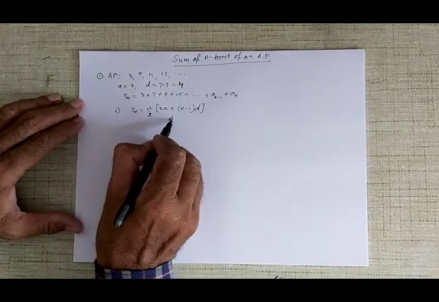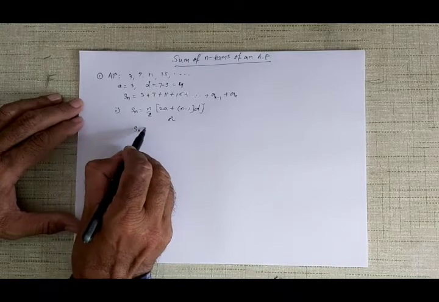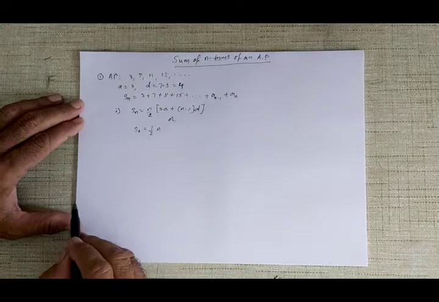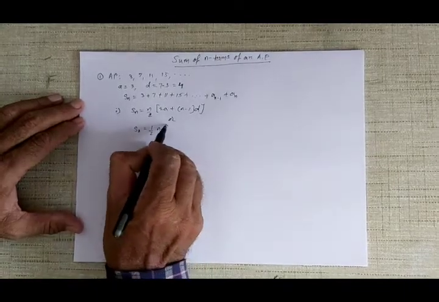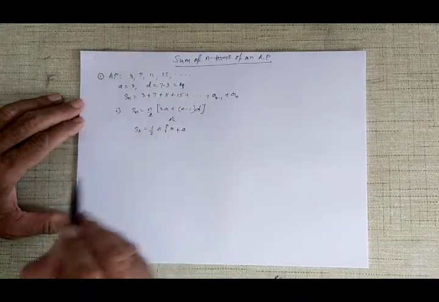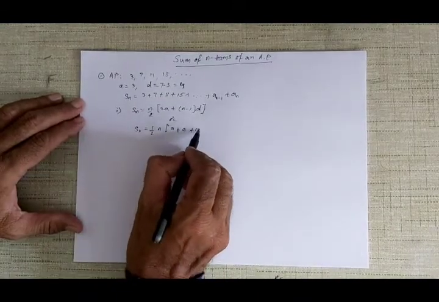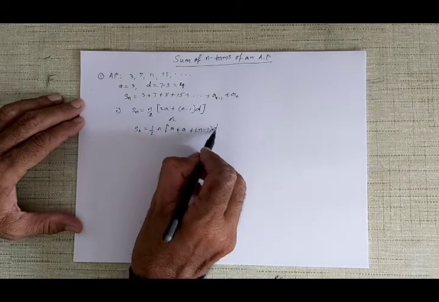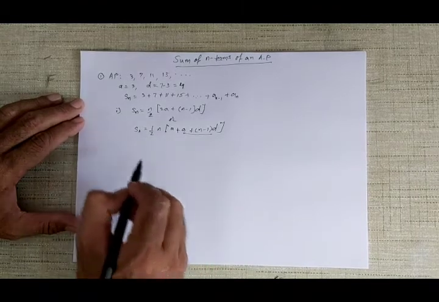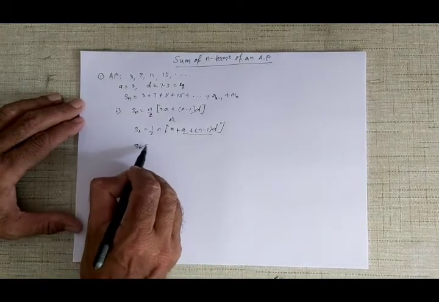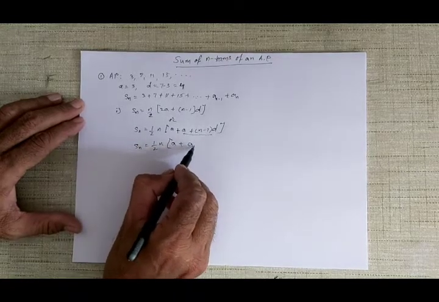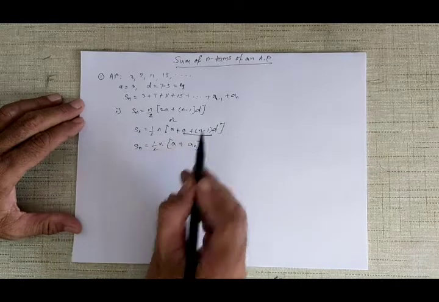Now you can write this formula, or this same thing can be written in a different way. S of n is equal to half n, n upon 2, it is the same thing, into a plus a. a plus a means 2a plus n minus 1 into d. Now you can see this is actually a of n. So I can write S of n is equal to half n into bracket a plus a of n. I have taken a of n in its place.